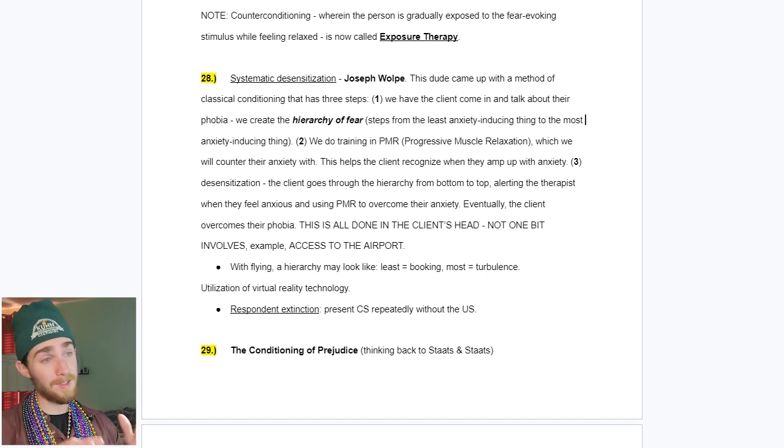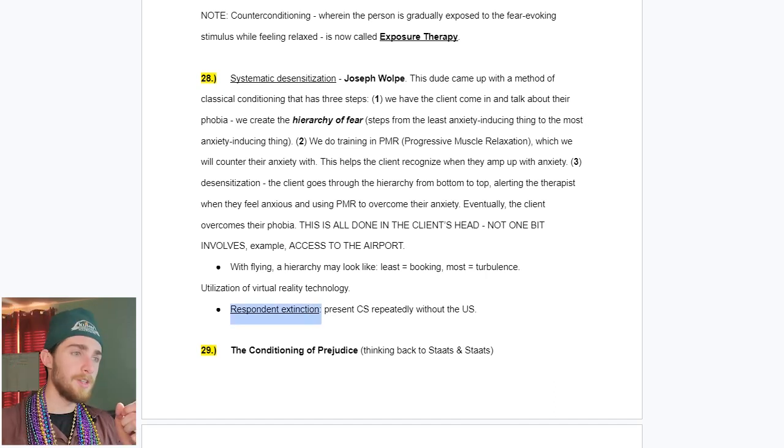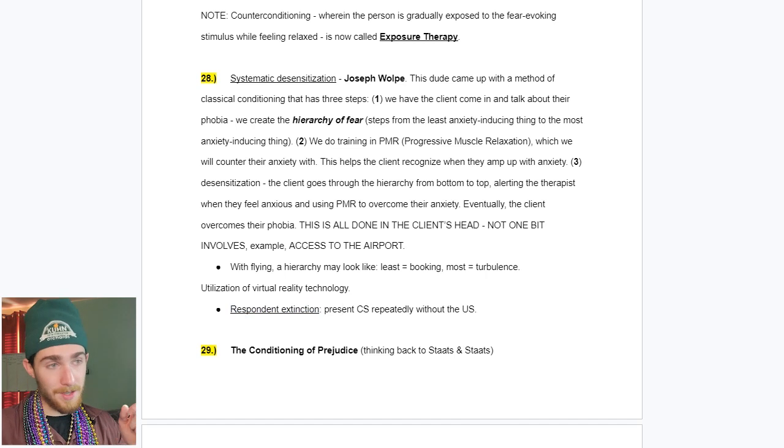Systematic desensitization can be done in the office. We don't need access to anything other than what's in the therapist's office and what's in the client's head. We can also use virtual reality for this stuff, so there's that. Now, respondent extinction does play into this because remember, respondent extinction is the idea that we can present the conditioned stimulus repeatedly without the unconditioned stimulus until the association is broken.